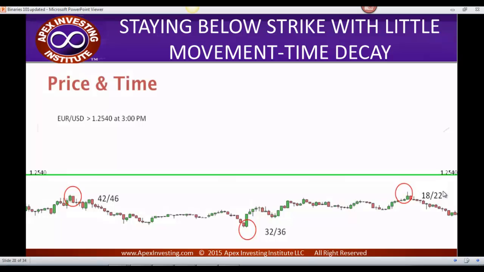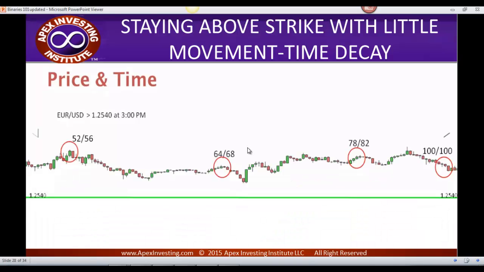I'm making money there because my statement is true. It's staying below the market. Look at the opposite. I'm saying it's going to be above 25.40. I'm buying. So I'm buying it right here for 56. Still staying above the market. Getting closer to expiration. Going up in value. Now it's 64, 68. Closer to expiration. Staying above. 78, 82. Bam. Expires in the money for 100.